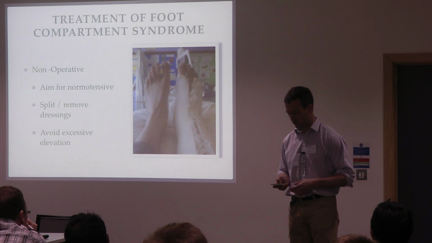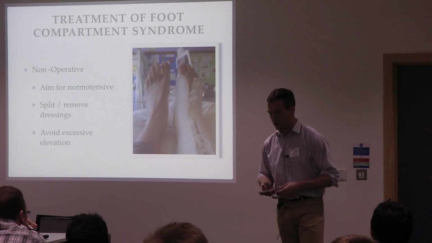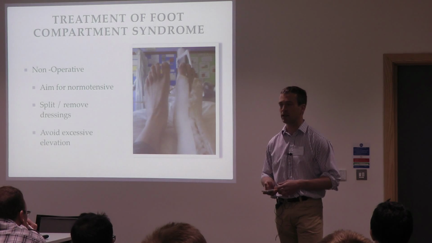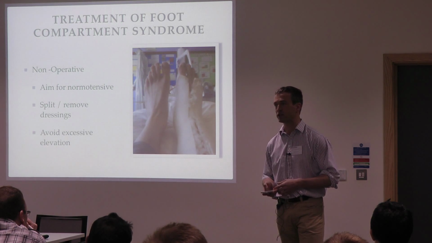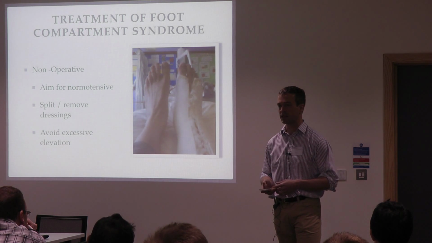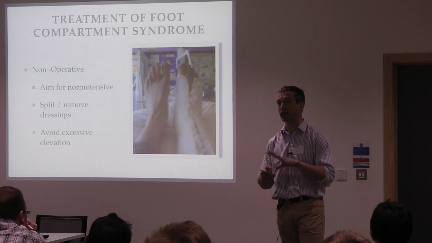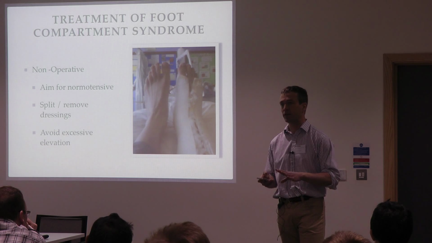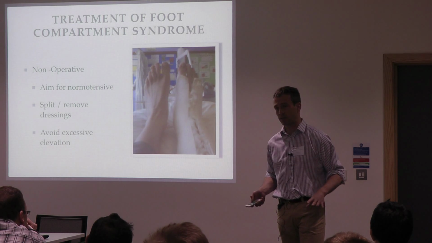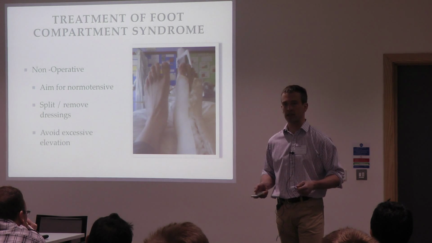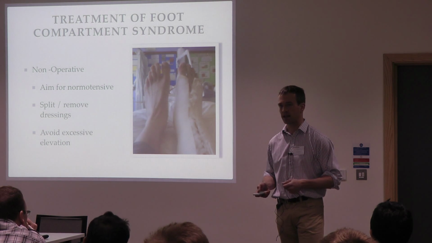Now, this is really important. If you've got a full cast on, and this has been shown, and you split the cast down to skin, you get nearly a 70% reduction in the pressure within the compartments just from splitting the cast. If you go all the way down to skin, you get another 10% on top of that. If you then take the cast off, you get another 10%. So you can get up to an 80 to 90% reduction in the pressures within the compartment just by taking the cast off. Don't forget that. It's well worth doing.